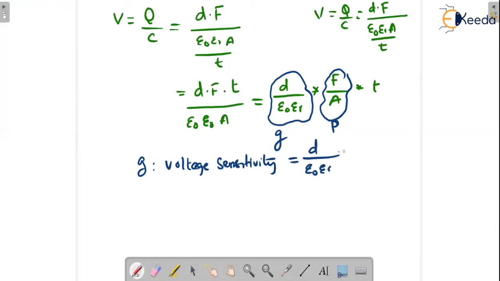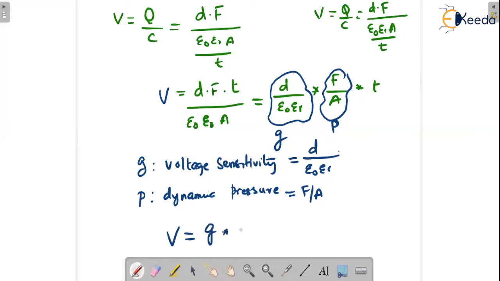From this, later on we can write that. And what is P called? P is not static, it is the dynamic pressure, F by A. So from this, this is V actually. So V is equal to G into P into T.